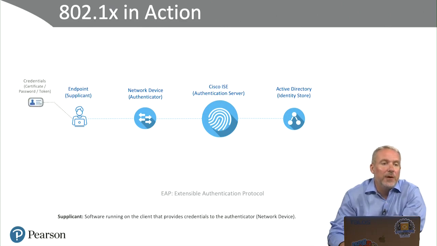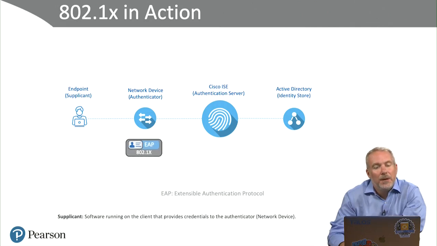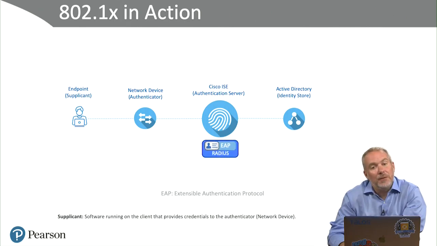So if we look at this flow, we're going to have an endpoint attempting to connect to the network. He's going to use his user ID, his password, his certificate, or whatever method he's configured for, and he's going to create an EAP request that gets sent over to the network device, or the authenticator. The authenticator is going to take that EAP request and repackage it in a standard RADIUS request. This RADIUS request is going to go to the ICE server.